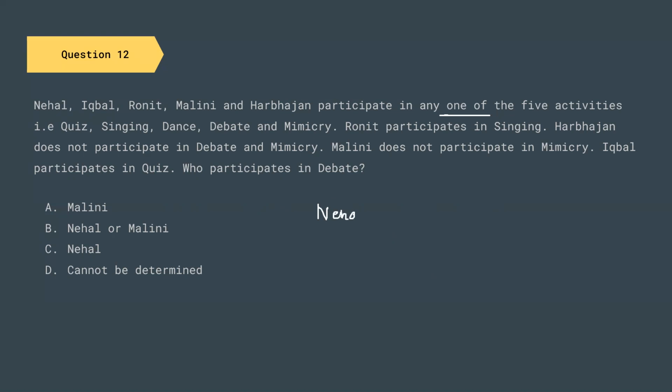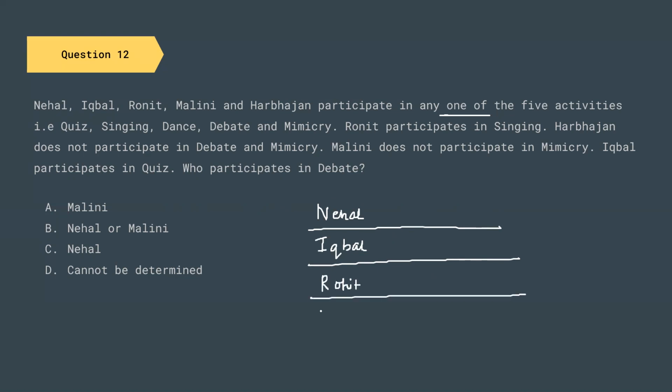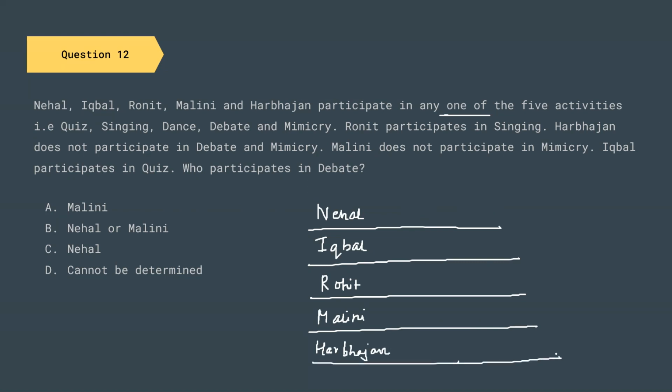We have Nehal, and then we have Iqbal, and then you have Rohit, and then we have Malini, and then we have Harbhajan. Nehal, Iqbal, Rohit, Malini, and Harbhajan. Let us look into the information that is given here.